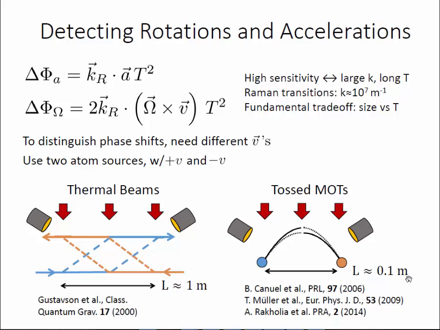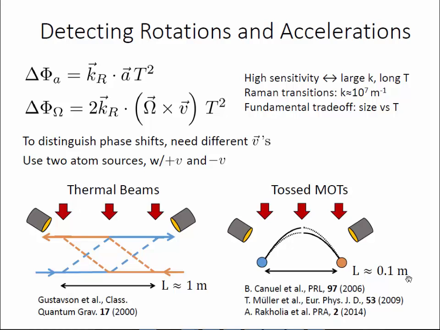Of course, if you're going to detect a phase shift, I have to tell you what those are, and the two phase shifts we're trying to detect are on the upper left corner of my slide here. And there's a few things I want to point out. First is the acceleration phase shift tells you you're sensitive to accelerations along your interrogation axis, along the direction that you kick the atoms. The second thing is the rotation phase shift gives you sensitivity to the two components of the rotation vector that are orthogonal to your interrogation axis.